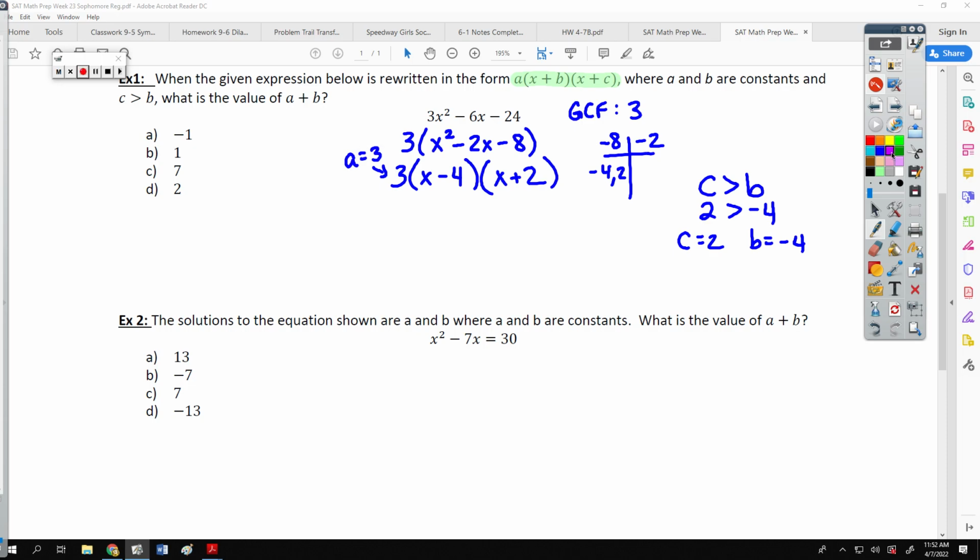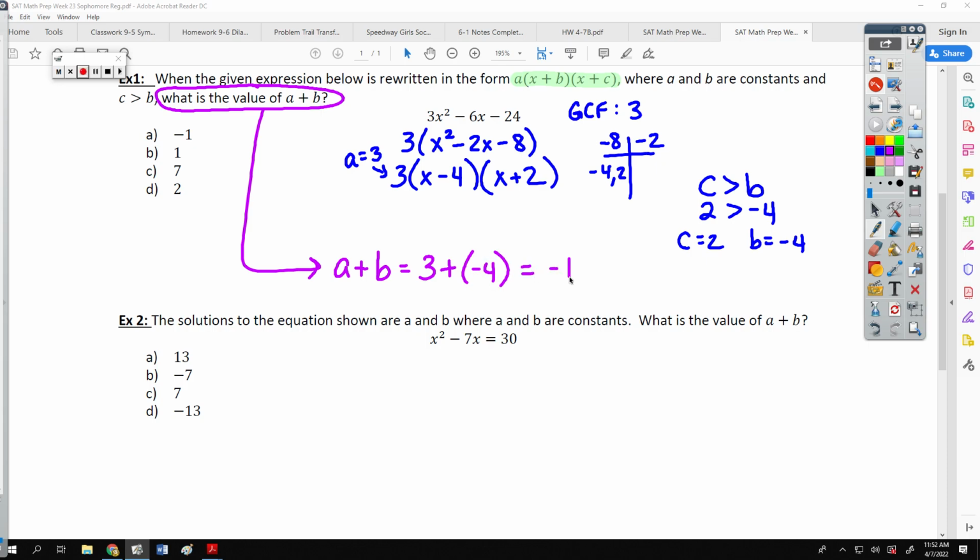Then we need to remember that with the SAT, we're generally not going to have our answer right away. We have to answer the question that's actually asked, which is what is the value of A plus B? Well, A is 3, B is negative 4. So we're doing 3 plus negative 4, which would be negative 1. The answer is A, negative 1.